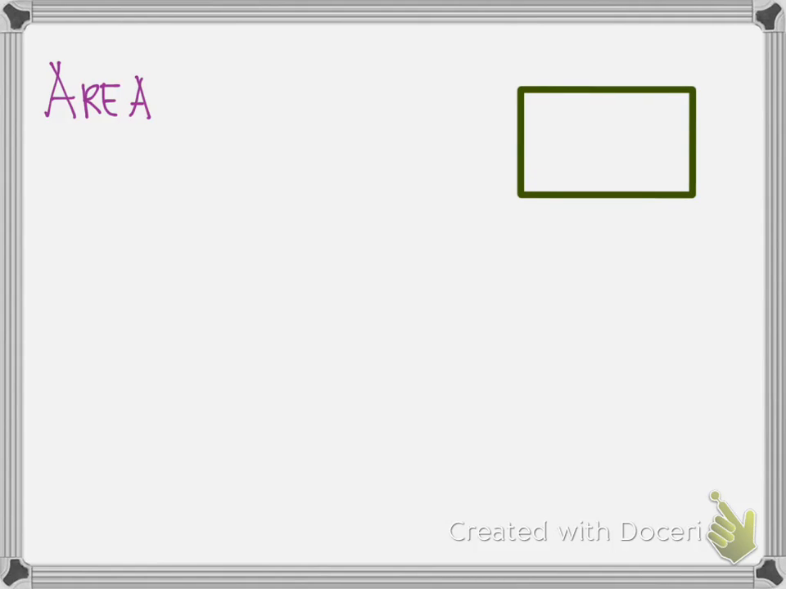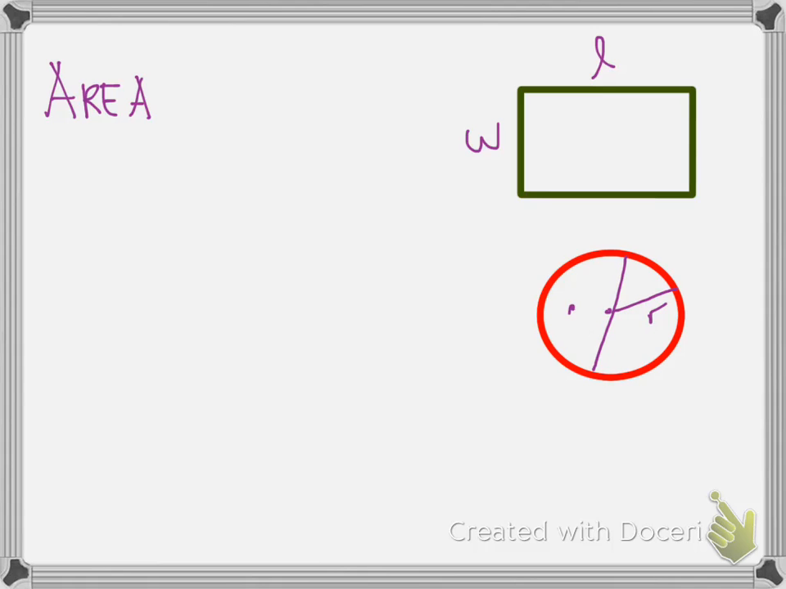The next thing we're going to talk about is the area. We alluded to the area of these figures in this class before. So here goes a rectangle, and here goes a circle. Essentially, we have a length and we have a width, and on our circle we have a radius and we have a diameter. So the area of a rectangle is just your length times your width. If you have a square, it's just your side squared. And the area of a circle is going to be pi times your radius squared.